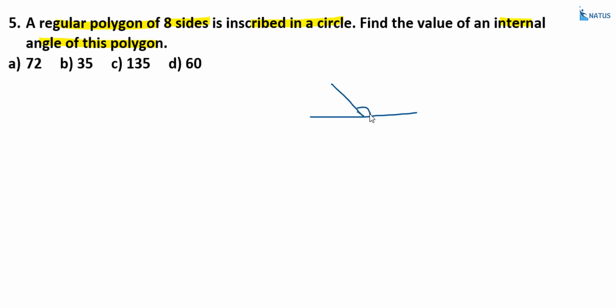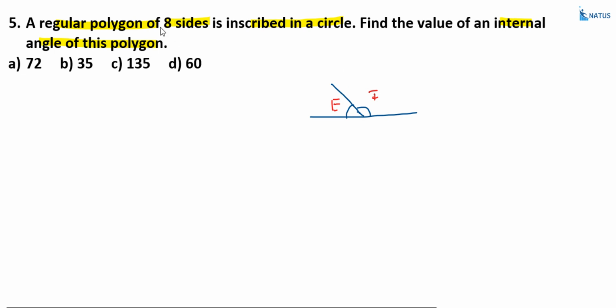Now, suppose this is an internal angle. This is an internal angle. And what about this one? This is an external angle or not? The sum of the internal angle and external angle is equal to 180 degrees, all of us know, right? Now, what we require, find the value of the internal angle. If you find the external angle, then you will know the internal angle. Why? Because the sum of the external angles is always equal to 360 degrees, right?